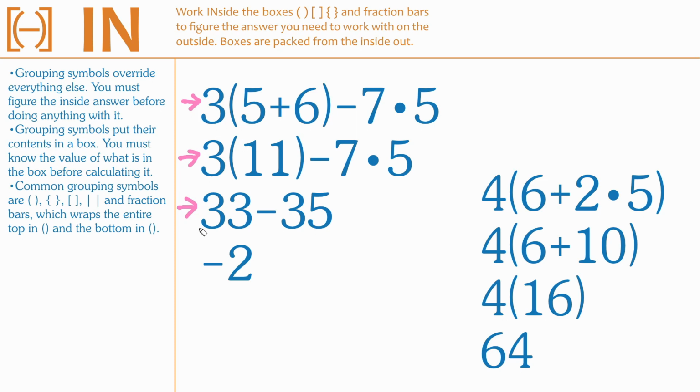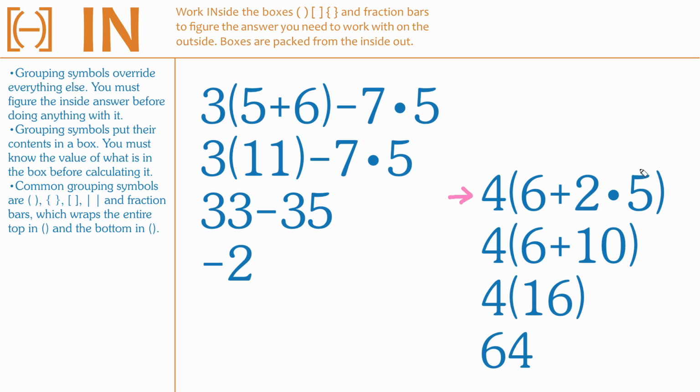Then I go from working inside boxes. I then go to any functions I see. Then I go to multiply and divide. And then finally, my last step will be combine like terms. Next problem, we're looking at this line. 4 times the box, and the box is 6 plus 2 times 5. Oh, so sometimes now I've got to use order of operations inside the box to come back out and continue using order of operations.